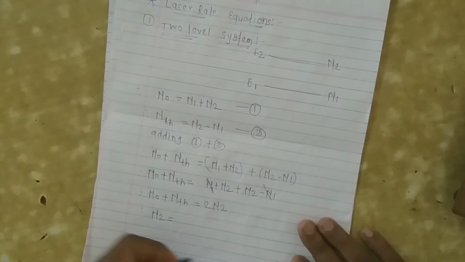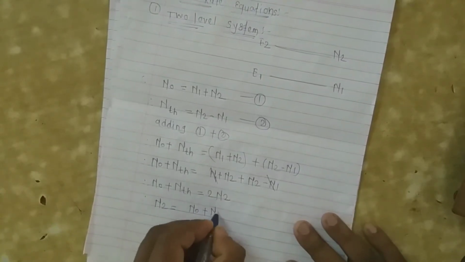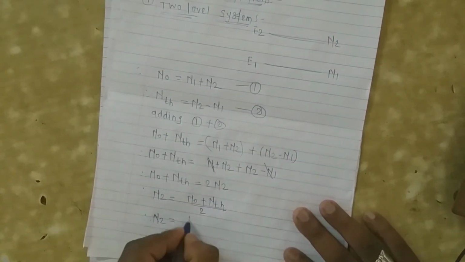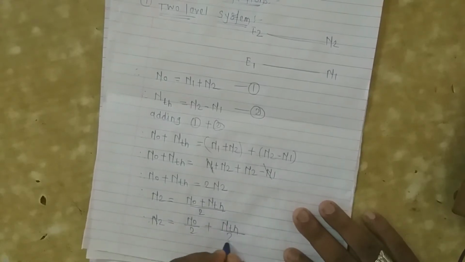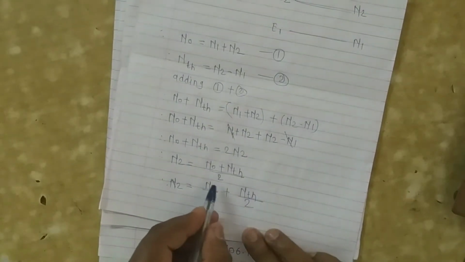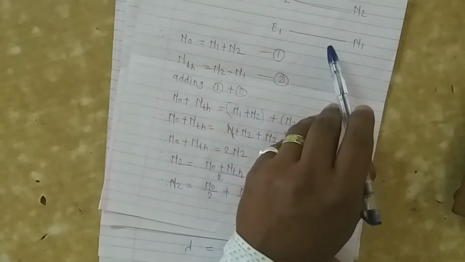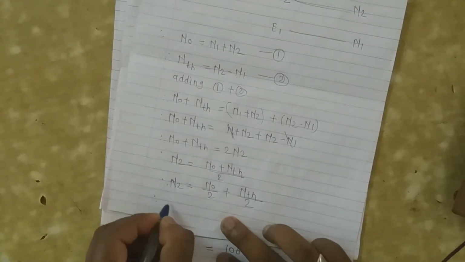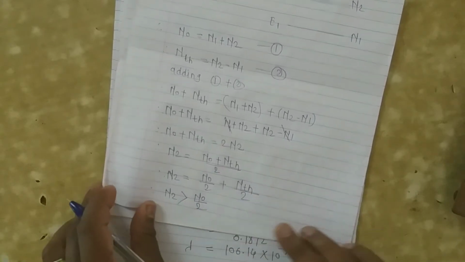Therefore N2 is equal to N0 plus NTH divided by 2, since the multiplier transfers to the other side as a divisor. Separately, we have N0 divided by 2 plus NTH divided by 2. N0 is the total number of atoms in the lasing action. So we write that N2 is greater than N0 divided by 2.